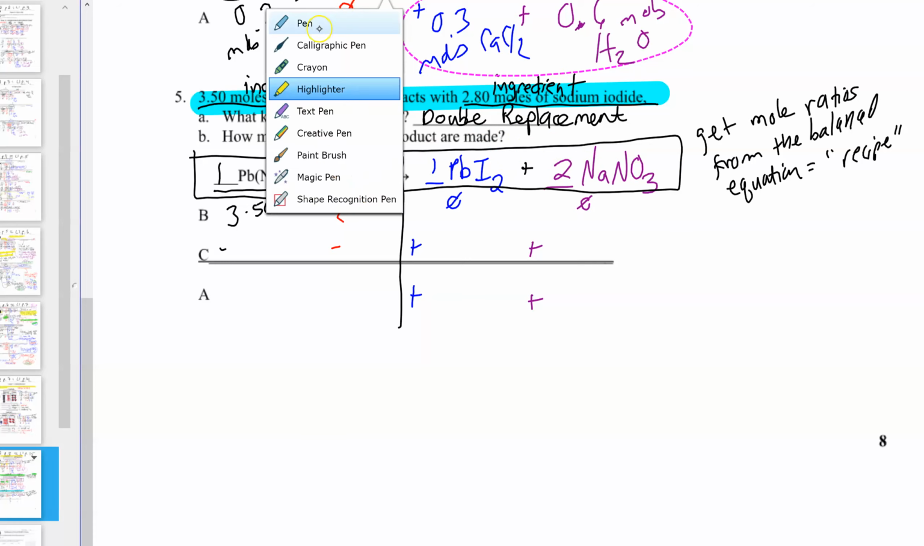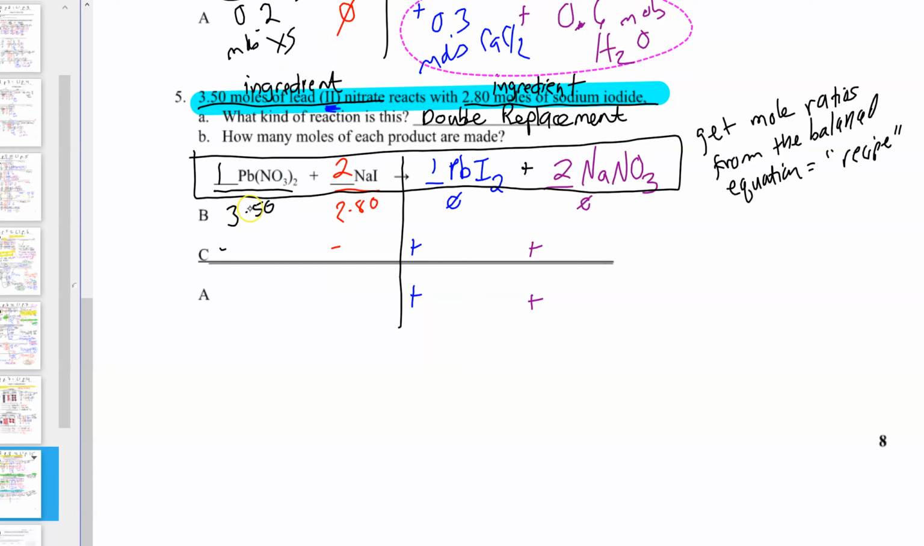Okay. So let's just take a look here. 3.50, 2.8. Now, looking at this, we need twice as much sodium iodide. So if I'm going to use up all 3.5 of the lead nitrate, I'm going to need 7 of this. Do I have 7 of that? Nope. That means I can't use up all this. That implies that sodium iodide is going to be my limiting reactant right here. So let's work under that assumption.